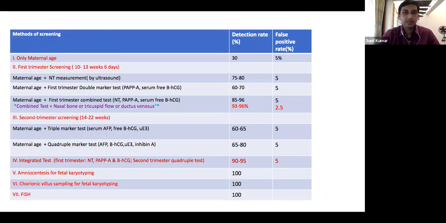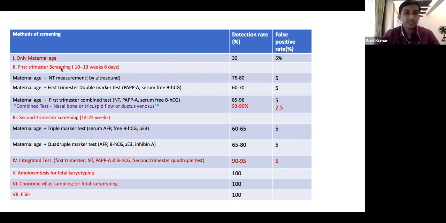In this table, you can see various factors, that is, methods of screening. In another column, you are seeing the detection rate, and in the next column, the false positive rate. We need a detection rate as high as possible, and the false positive rate should be as low as possible. Let us see, if we consider only maternal age, what is the detection rate here? 30, so it is definitely less. Then the false positive rate is 5% in this.